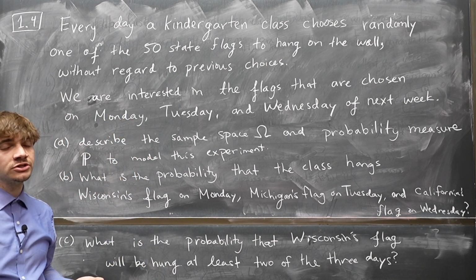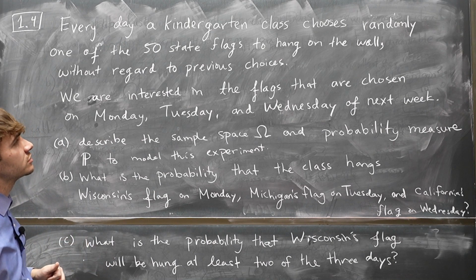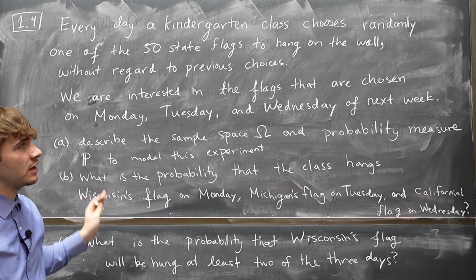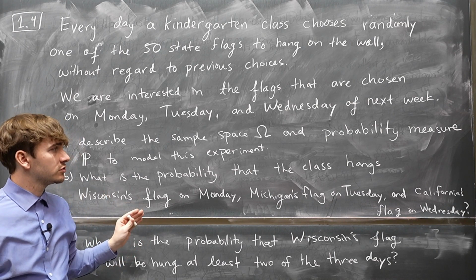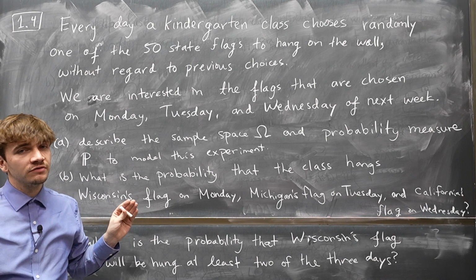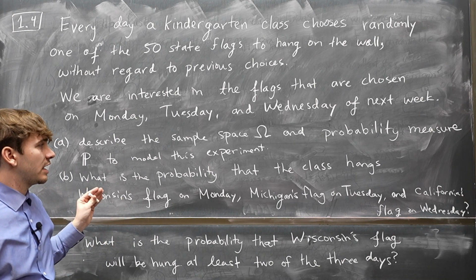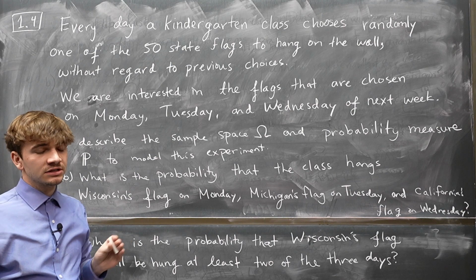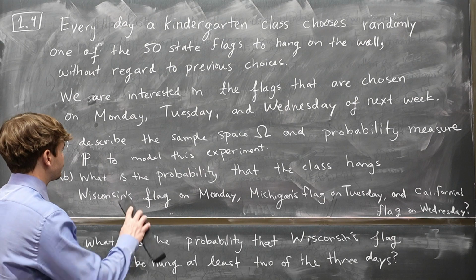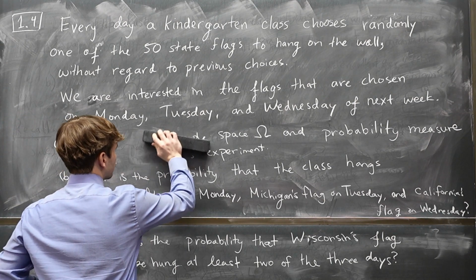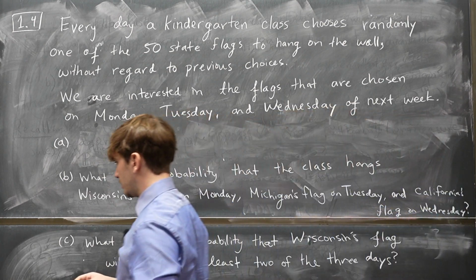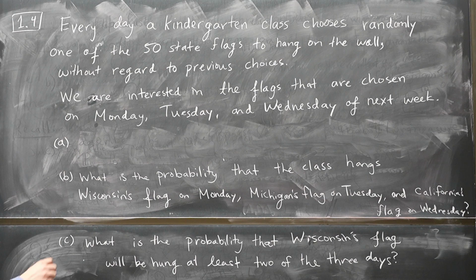Now, the probability measure is going to associate, we're not given any information besides the fact that these flags are chosen randomly. So our probability is just going to associate an equal 1/50 probability of choosing each state flag. So that means that each event is going to get assigned a probability of 1/50 cubed, as we will see. So let me go ahead and fill in the answer to Part A.